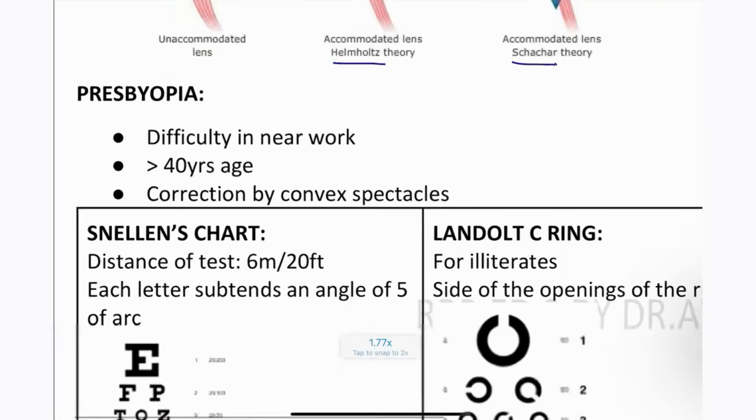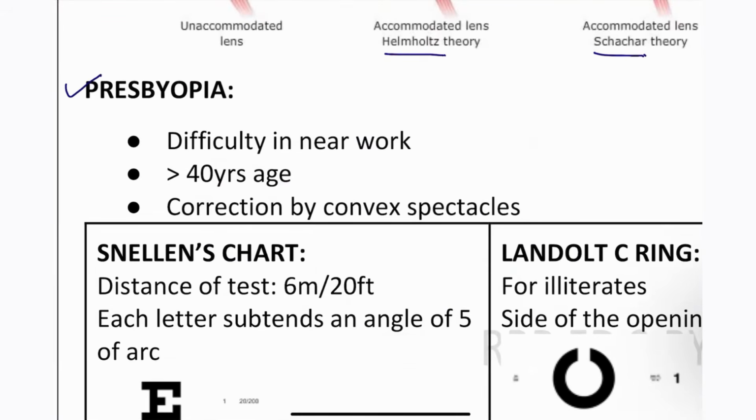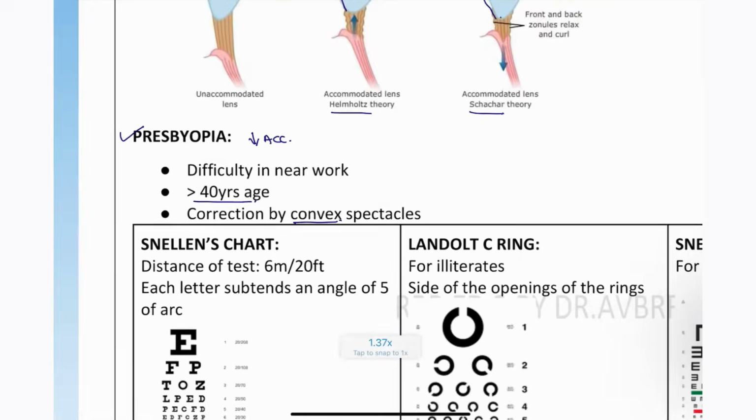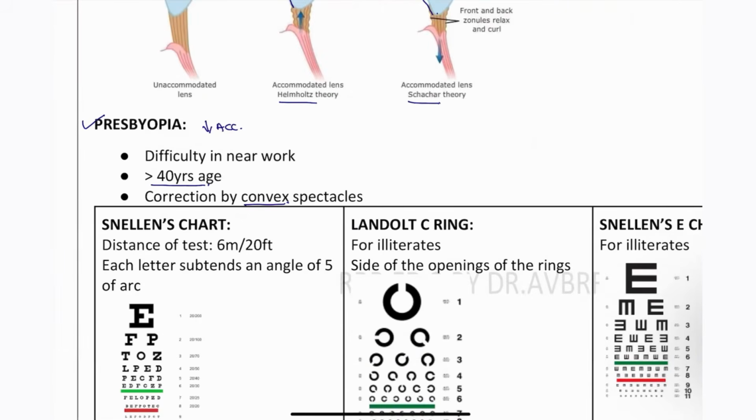Next, presbyopia. Presbyopia is seen in people more than 40 years old. These patients have decreased accommodation. How can we correct it? By convex lenses, same as in hypermetropia, because nearer objects are the problem, right?